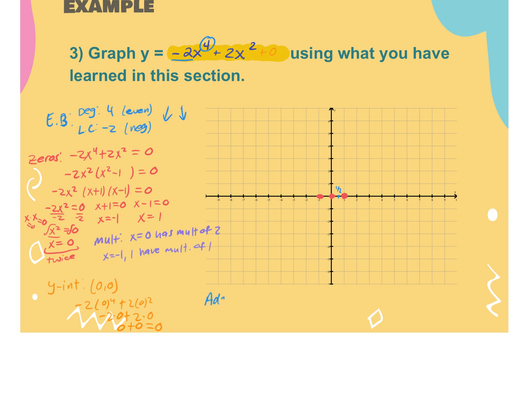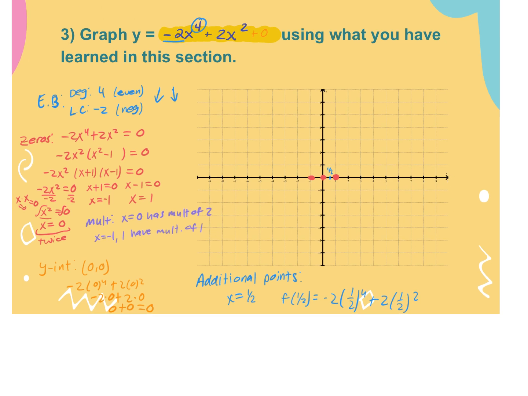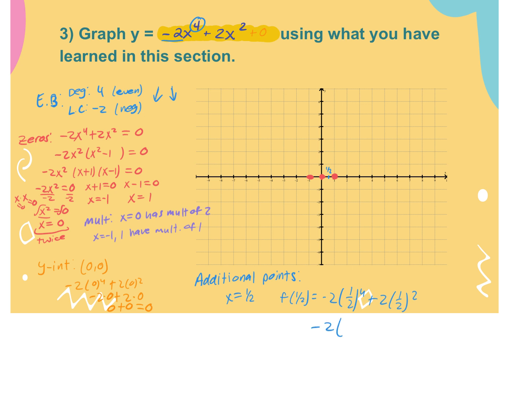So any additional points we can solve down here. I'm just going to pick x equals 1/2. So f of 1/2 is just going to be -2 times 1/2 to the 4th power plus 2 times 1/2 to the 2nd power. And this is going to get us -2 times 1/16. How did I get that number? I just raised the top and the bottom to the 4th power. 1 to the 4th is 1, 2 to the 4th is 16.